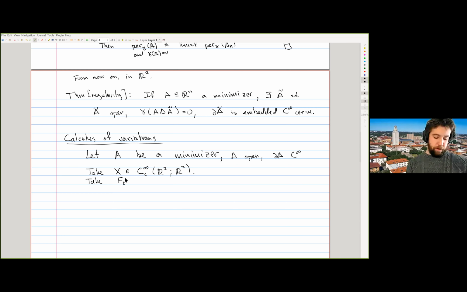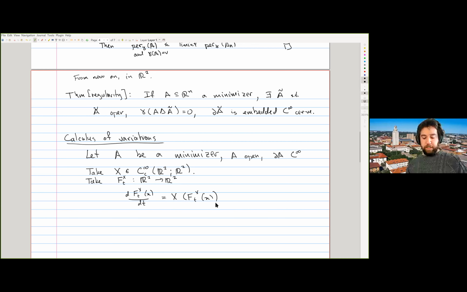the flow for time t along the vector field X is going to be a nice function from R2 to R2, satisfying that the time derivatives of the flow are given by the vector field. Okay, and this thing exists, and it's a C infinity diffeomorphism by the usual ODE stuff. So this is called the flow along X.